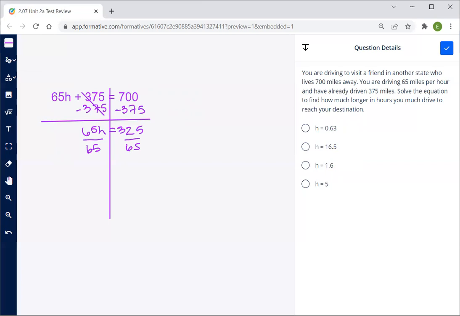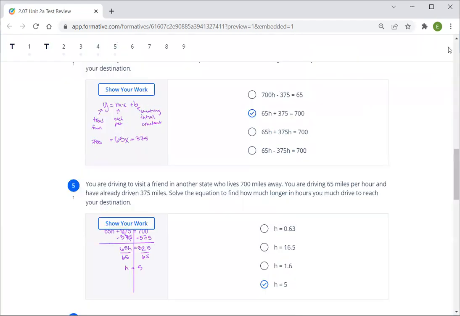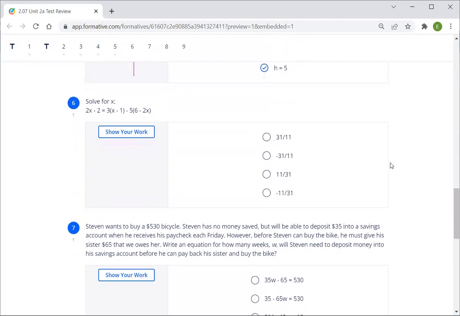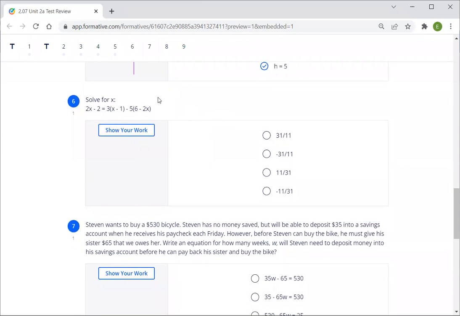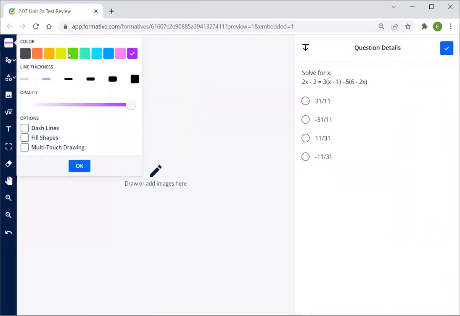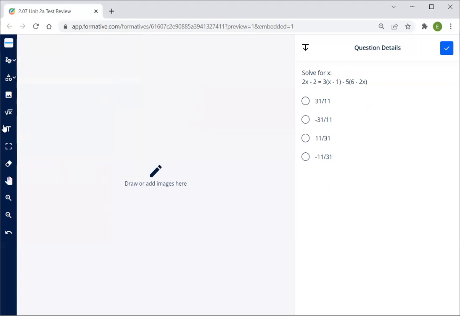325 divided by 65, H equals 5. Okay, so that's 5 hours. Next question, we want to solve for X. Okay, this one's a little complicated, but we got it.